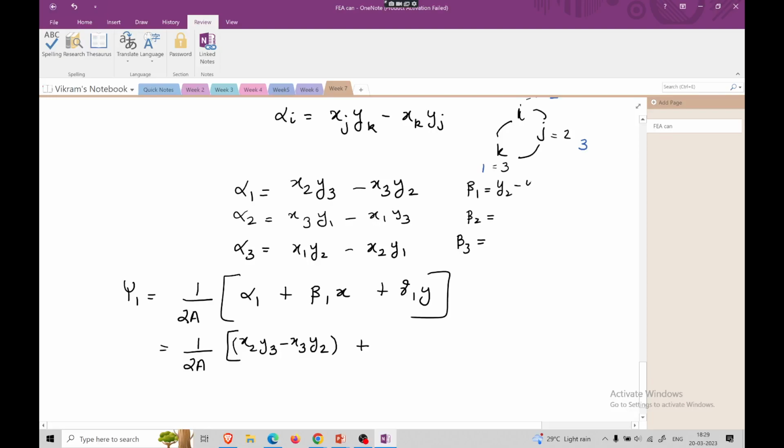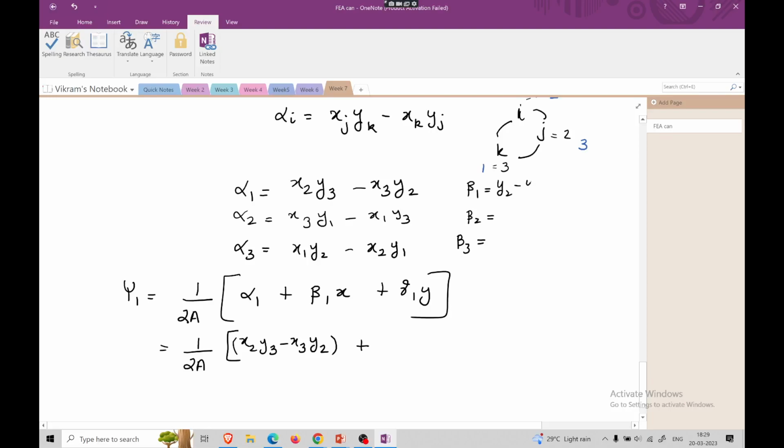So what about gamma? Minus of x2 minus x3. Yeah, so similarly this will be minus of x3 minus x1. This will be minus of x1 minus x2. Okay, so I'm just substituting here beta: y2 minus y3. What is x? x I have to substitute from here. It will be 1 minus s by a into x1 plus s by a x2.